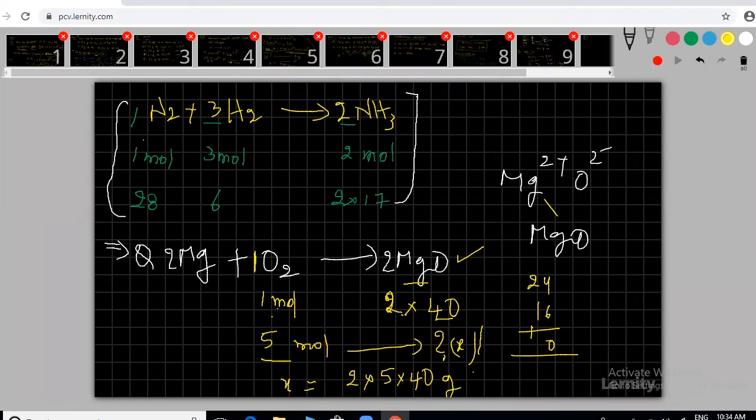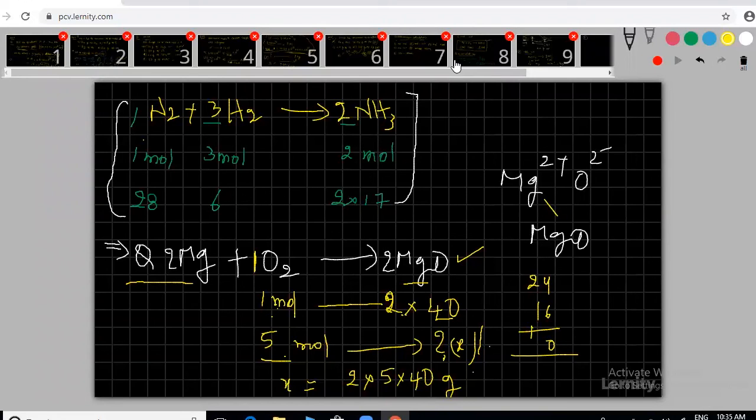You're not getting 400? Everything is in front of you on the screen. I balanced the equation. 1 mole will give 2 into 40 grams. 40 is the weight of magnesium oxide. Then 5 moles will give how much? I'm simply doing vegetable calculations. What's the difficulty here? Arey, all are vegetable market calculations. But since we are science students, that's why I'm taking 0.4, 0.5 grams. That is the only difference.